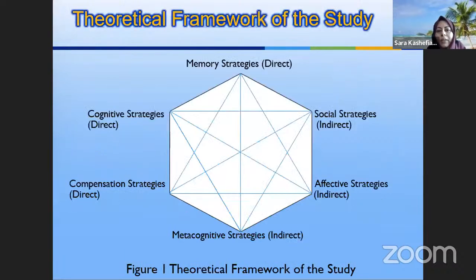So let me show you the different strategies. Maybe you can guess which strategies she's using. Have a look at it. Any idea? Please type it in the chat box. So I'm waiting for your responses. Is it memory? Is it cognitive? Is it compensation? Or metacognitive, affective, or social strategies? Which one?